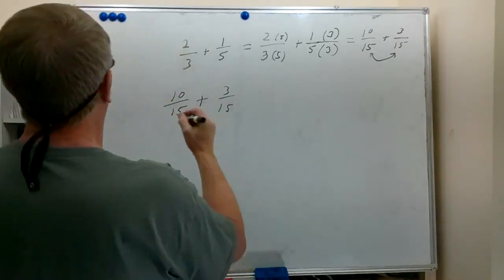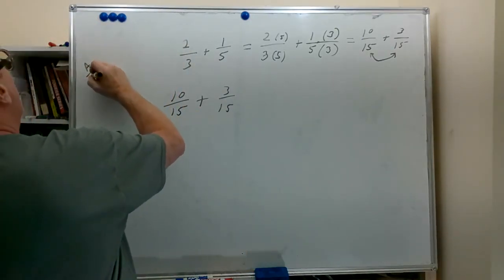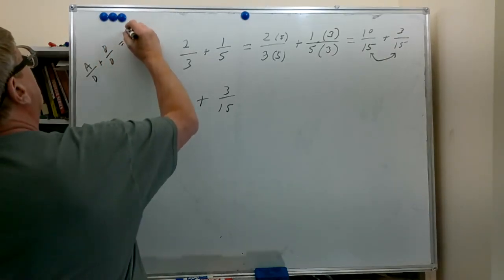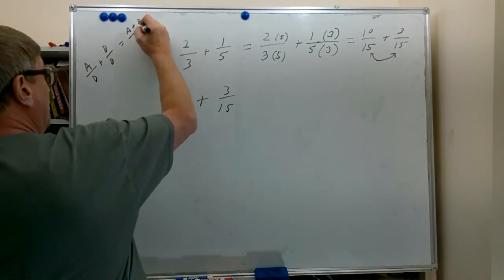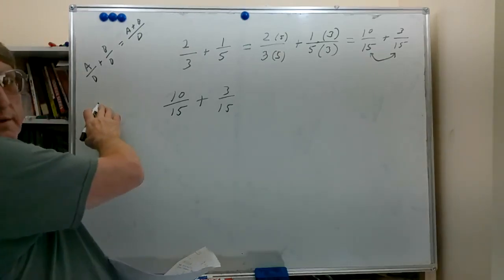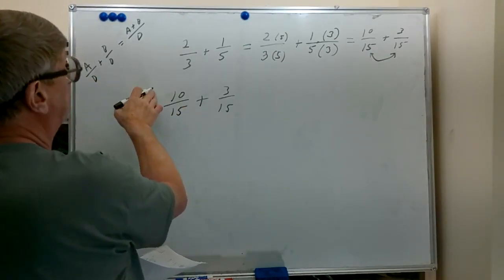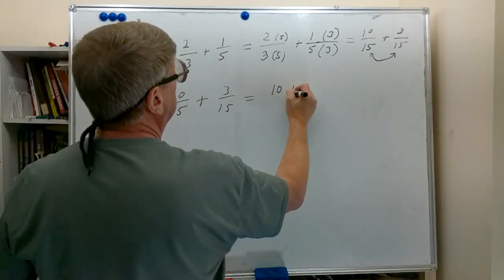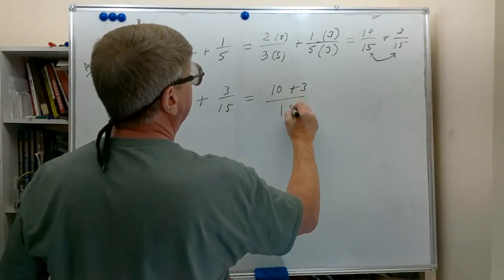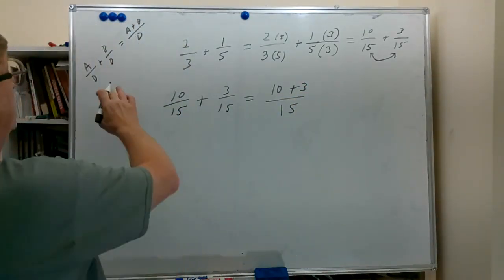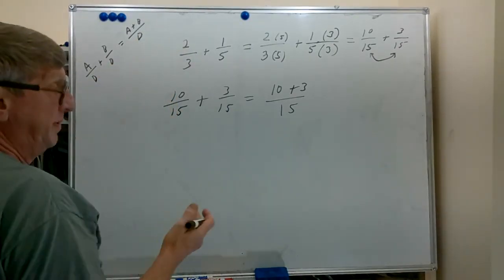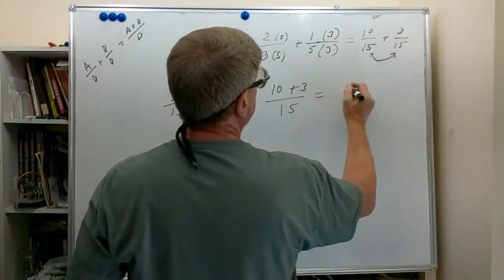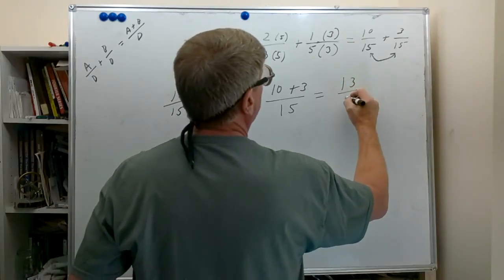Now when we've got the same denominator, remember our little formula, A over D plus B over D equals A plus B over D. Well, D is 15, our common denominator. A is the 10, and B is the 3, so we can do the same thing. 10 plus 3 over 15. So here we've applied this formula. Basically, we're just finding a common denominator, and then we're adding the numerators. So we add the numerators, and the result is 13 over 15.